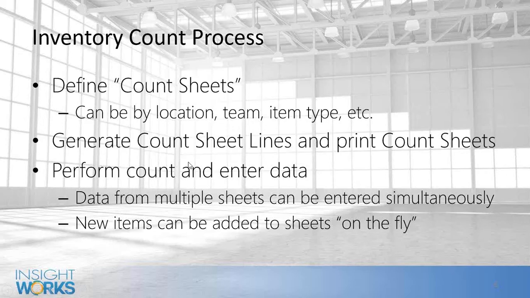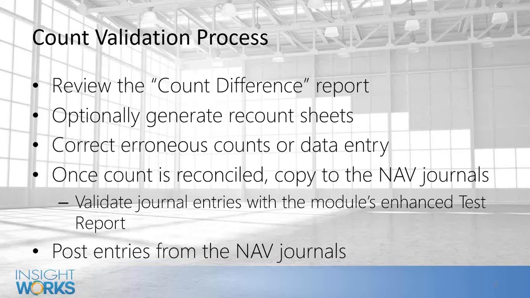Okay, so that's the counting. We have a sheet of paper, we write down the quantities, we hand it in, somebody types that in. Once all of that information is in the system, then we need to go and validate that count. We need to run the discrepancy report, see what the variances were, that sort of thing. There's a couple of ways we can do that, but the count difference report will tell us where our discrepancies were.